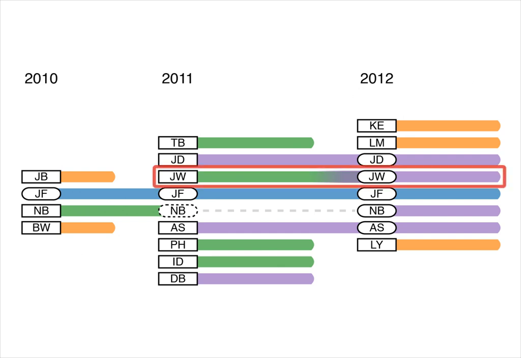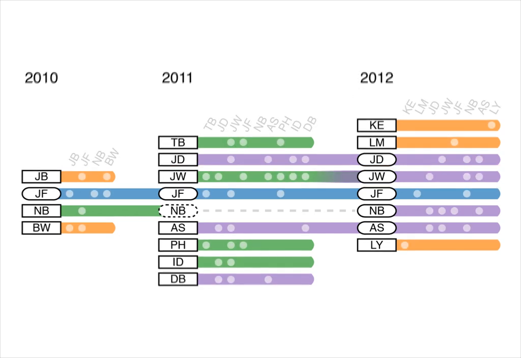Clusters can change over time. These transitions are illustrated using color gradients. Within each time step, network topology is shown using a layout akin to an adjacency matrix. Circles represent individual co-authorships. Here, we see JF collaborated with NB in 2010.